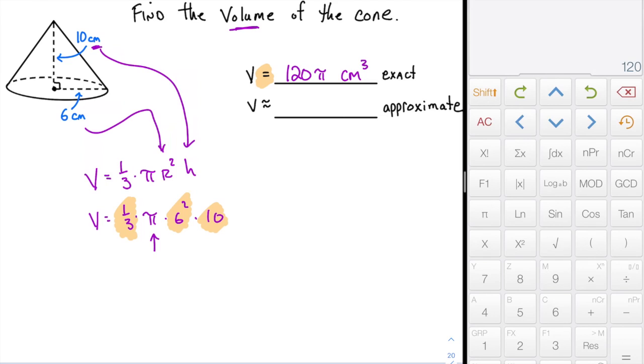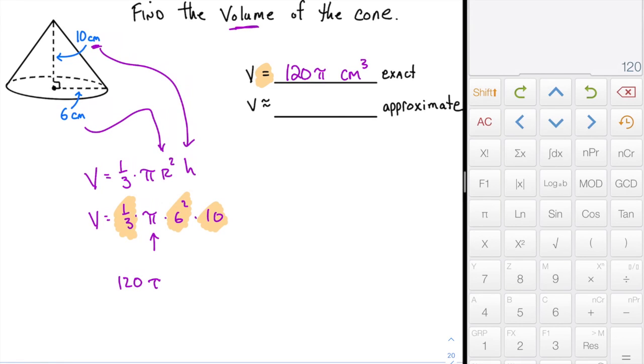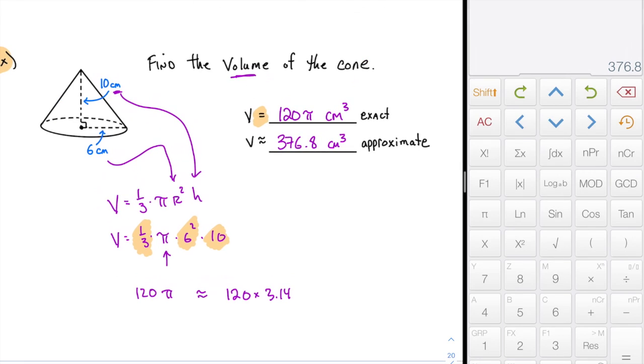So with 120 pi being the exact, if I want to get the approximate, I do 120 times 3.14. And on my calculator, since I already have 120 up there, I can just do times 3.14. It saves me typing. And I get 376.8 centimeters cubed, and I'm done.